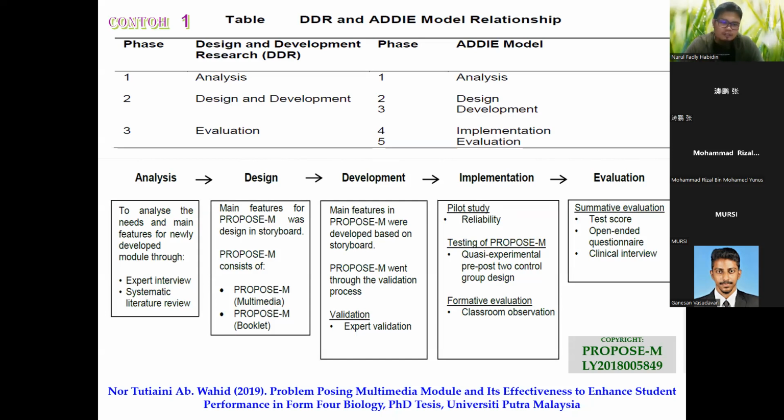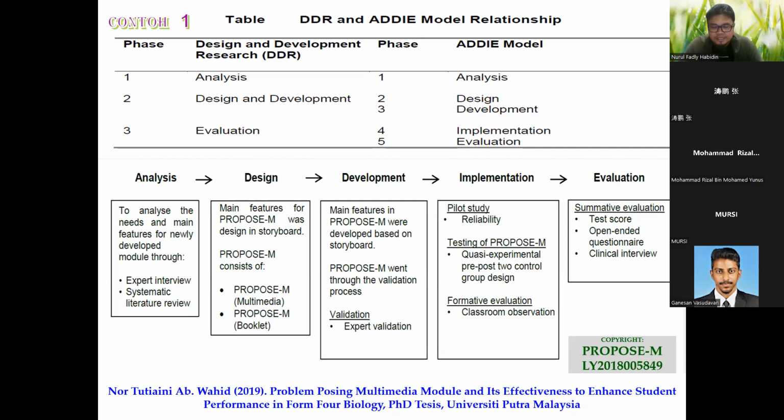Okay. From the analysis part, they try to analyze the need for the main features of the newly developed module through expert interviews and, second, a systematic literature review. For design, their topic is to make the features for the proposed module by designing in a storyboard. So it consists of the proposed multimedia and the proposed booklet. Actually, they developed 2: one is the multimedia, and the second one is the booklet. So this is a part of the design.